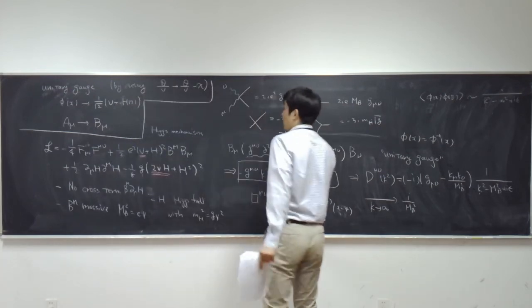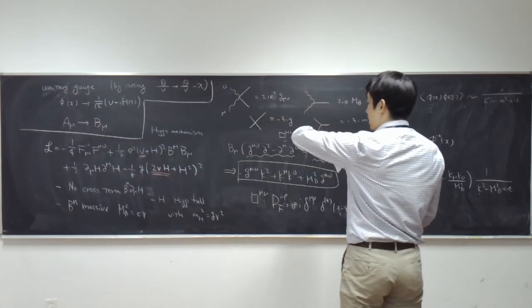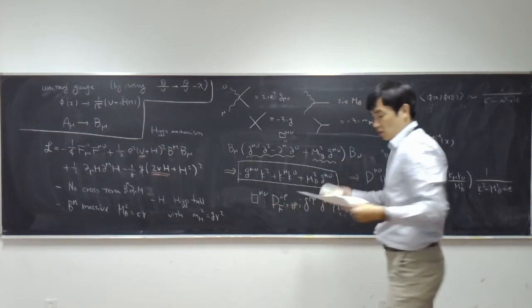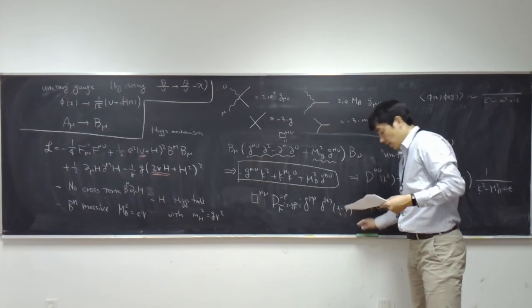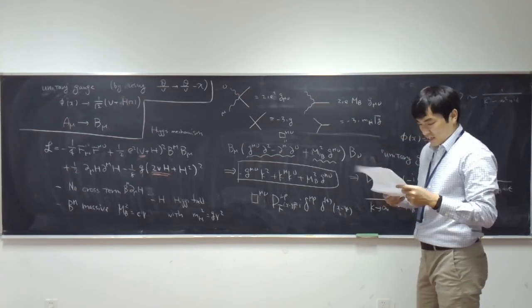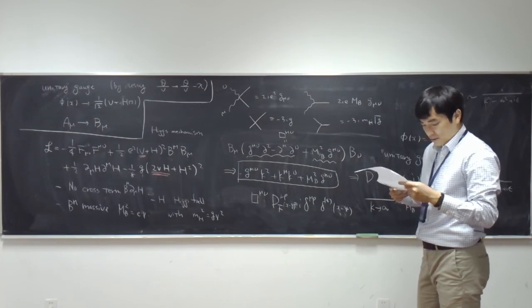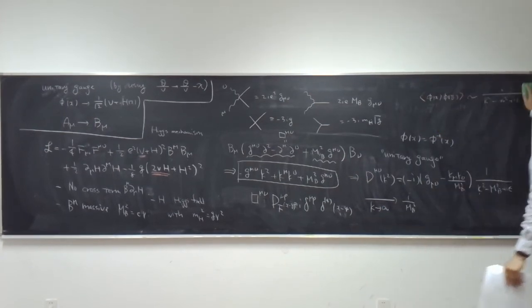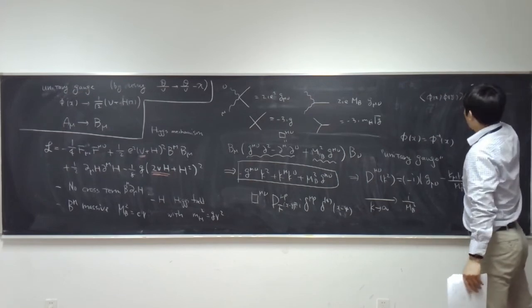So let me explain. Here I only talk about an abelian model and then the non-abelian Higgs mechanism. I also planned to explain that a little bit, but it's okay. I think the non-abelian case will appear in the standard model.